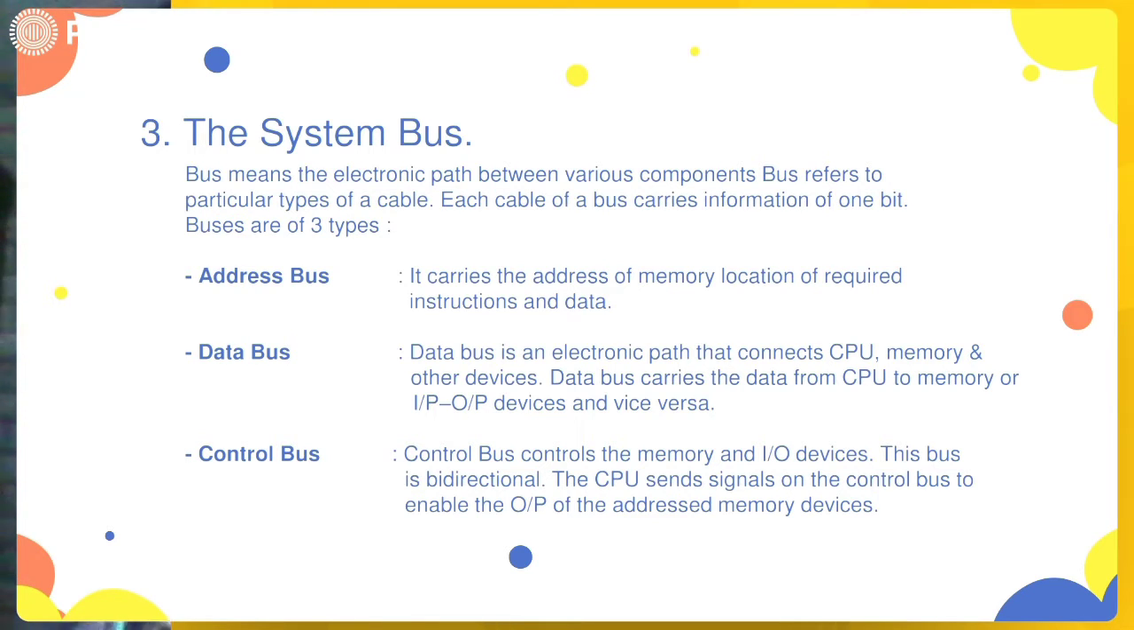Next, data bus. Data bus is an electronic path that connects the CPU, memory, and other devices. Data bus carries the data from CPU to memory or input to output devices and vice versa. And last, control bus. Control bus controls the memory and input or output devices. This bus is bidirectional. The CPU sends a signal on the control bus to enable the output of the addressed memory devices.